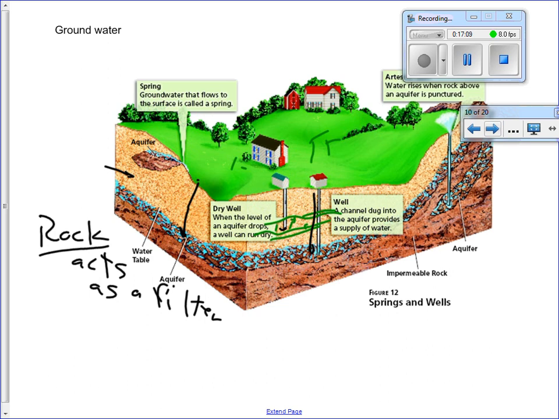And so many cities now have big tanks of water or something like that to store water to make a little bit more consistent source. Questions about that?